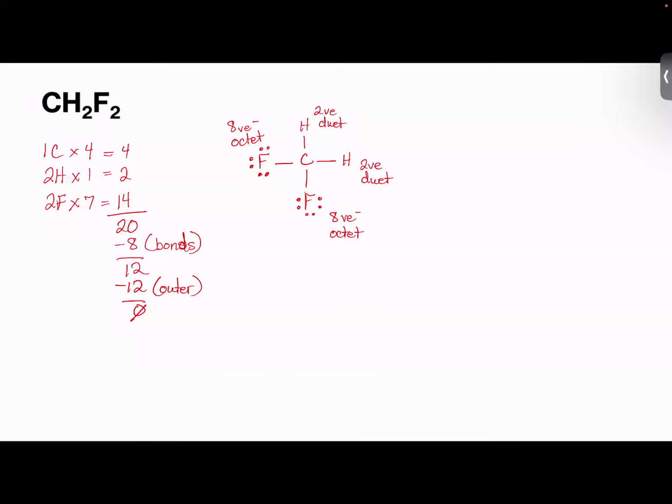The question is, what does our central atom have? And in this particular case, the central atom also has an octet because it has 8 valence electrons, all found within single bonds. So this is the structure for difluoromethane.